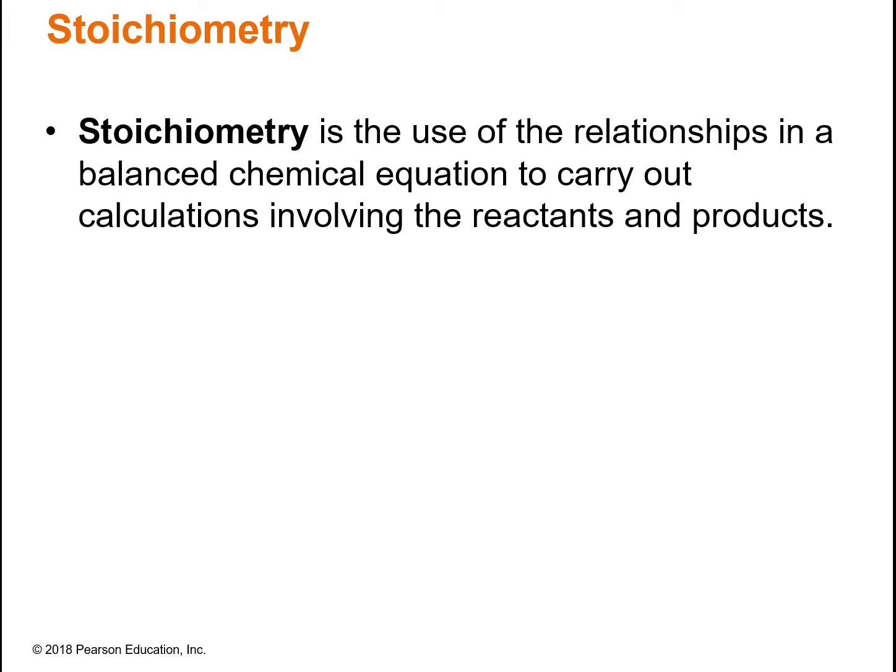So I said the S word earlier, stoichiometry. That's the use of relationships in a balanced chemical equation, again, balanced, to carry out calculations involving reactants and products. So that's what we're going to be doing. That's actually what we just did. We took the number of moles of nitrogen gas and figured out how much oxygen gas we would need to fully react with it.